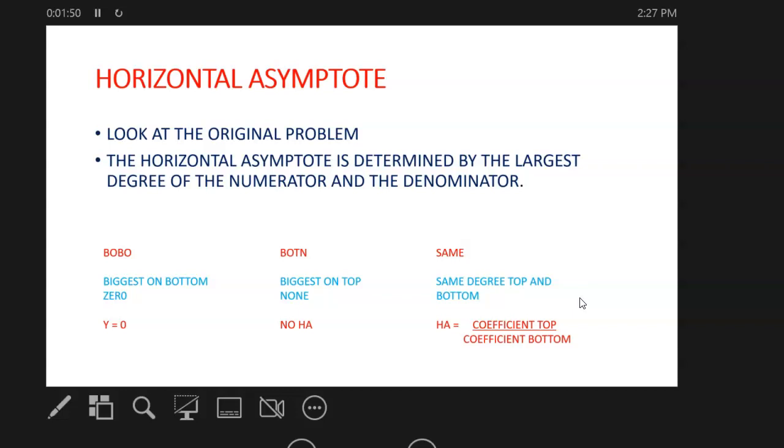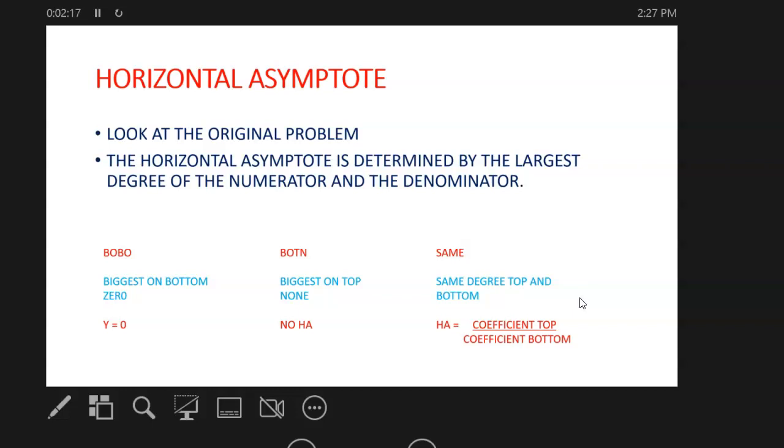Second type is BOTN, B-O-T-N. That is an acronym that stands for biggest on top, none. So that is saying that if the largest degree is on top, the numerator has the larger degree, there is no horizontal asymptote.